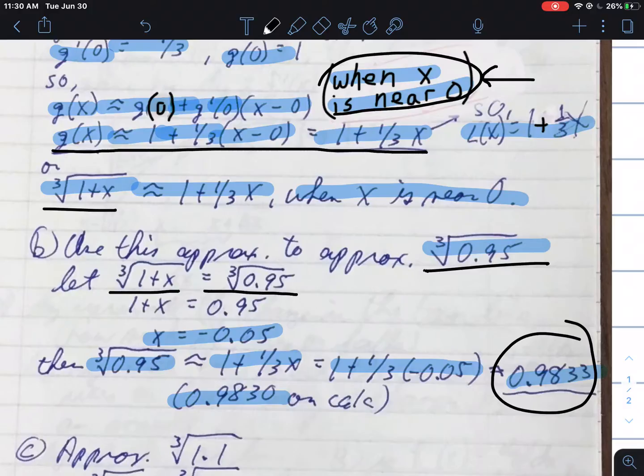And notice if I just actually plug it into the calculator, I get something that's pretty close. I get 0.9830. It's not off by much. 3 ten-thousandths. That's the difference between the two.